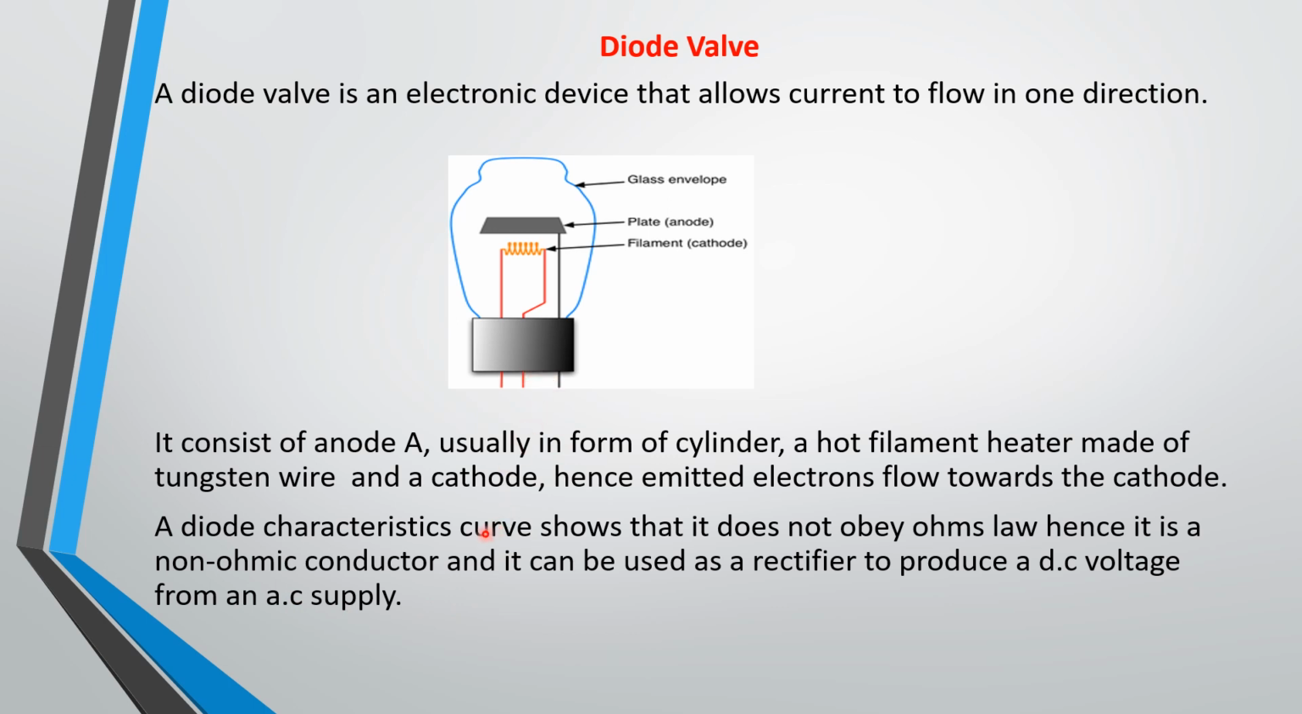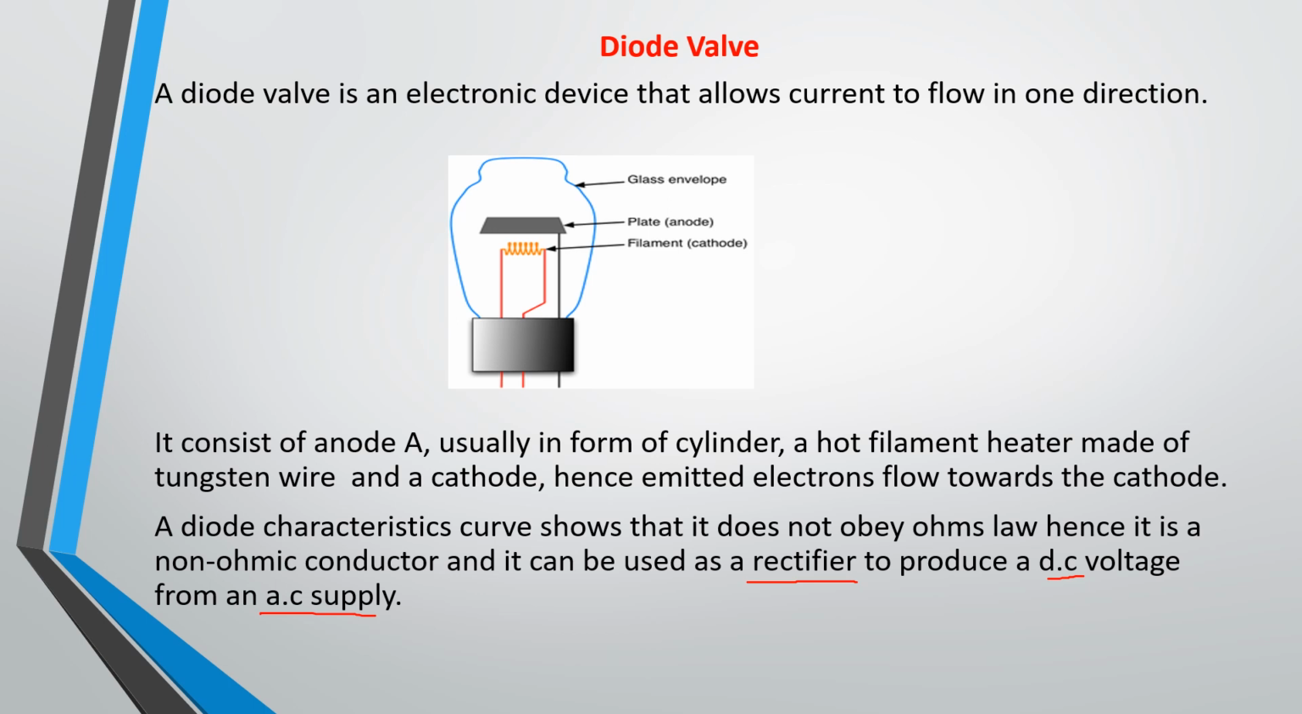Because the diode valve allows current to flow in only one direction, it can be used as a rectifier. So it can be used to produce direct voltage from an AC supply source. Alright, so that is one of the instruments that uses the principle of thermionic emission.